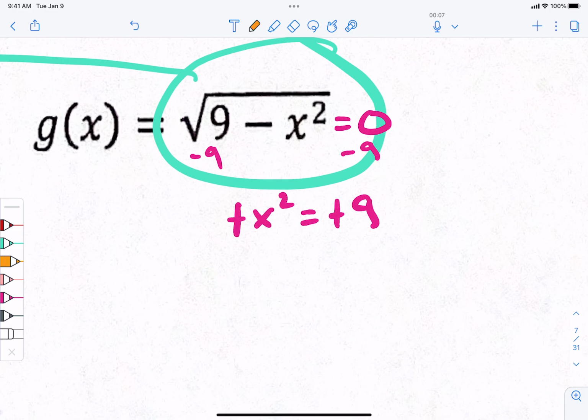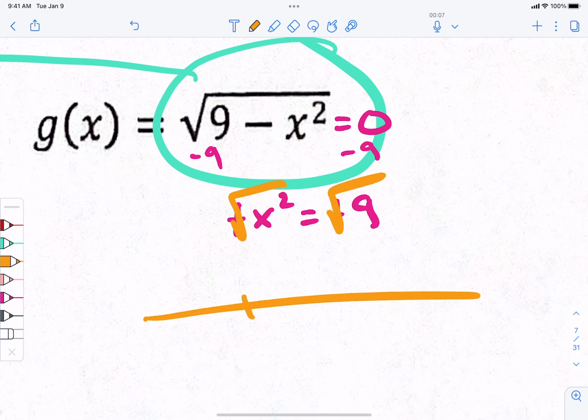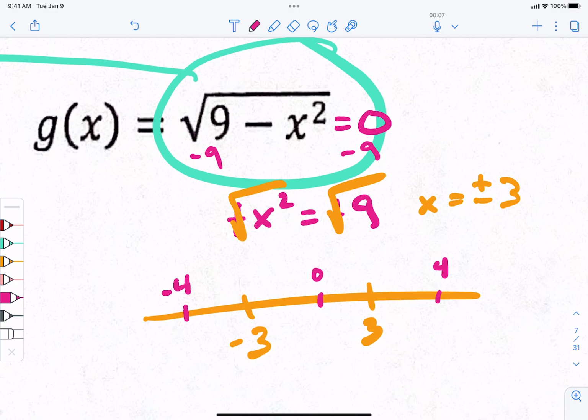And if I take the square root, what's the square root of 9? 3. Plus or minus 3. So x equals plus or minus 3. I'm going to put that on a number line, negative 3, positive 3. We usually use a number line. Over here, let's do negative 4, let's do 0, let's do positive 4. It's on both sides of the threes.